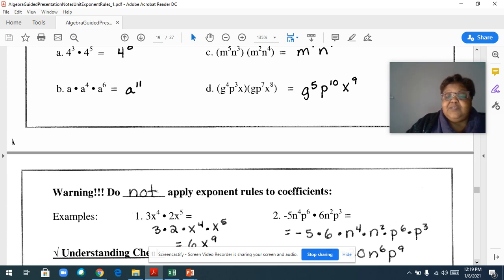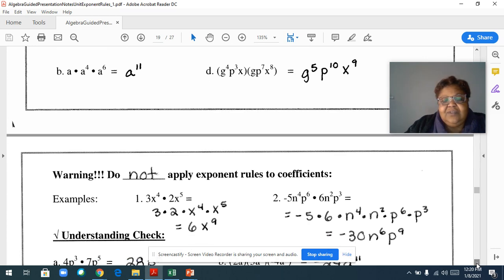Do not apply your exponent rules to coefficients. Okay, so 3x to the 4th, 3 is a coefficient. Only x is raised to the 4th power. 2 times x to the 5th, 2 is a coefficient. Only x is raised to the 5th power. So what am I going to do with the 3 and the 2? Well, my operation right there is multiplication. So I'm simply going to multiply the 3 times 2 and get 6. So if you have any numbers in there, just multiply them. Or, yeah, most times it's multiplying. And then with these, 4 plus 5, I'm going to add those. So I end up with 6x to the 9th power.